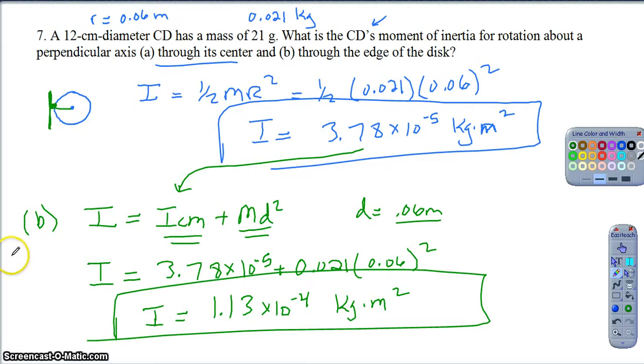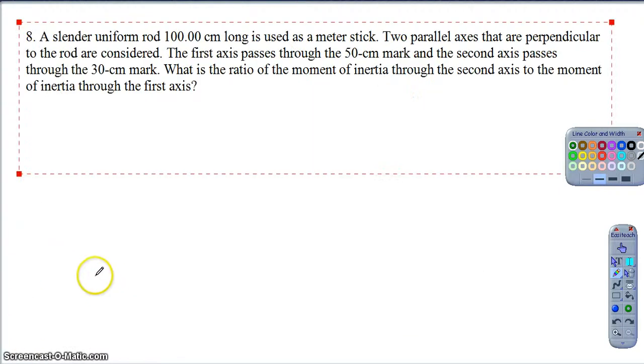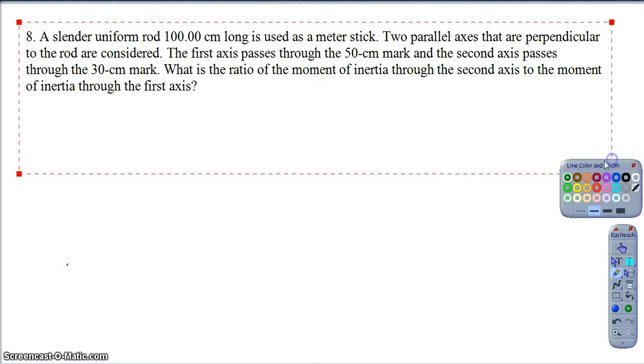and hopefully helping us get more and more comfortable using that. Okay, so question 8 here is a lot like questions 6 and 7. And once again, we'll see that it takes advantage of the parallel axis theorem, at least for one part of this. So this one's asking us to find the ratio of the moment of inertia through the second axis with respect to the first axis.